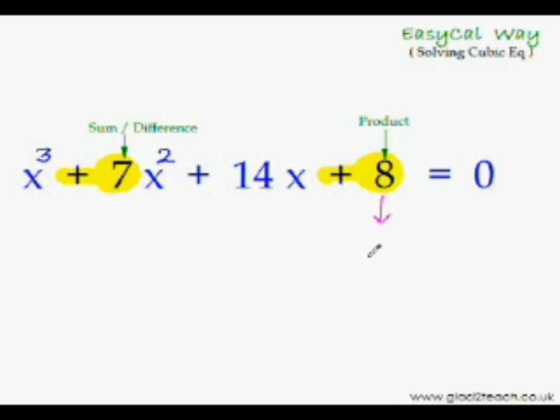So the factors of 8 are 1, 2, 4 and 8. Since in this cubic equation we only have plus signs, positive signs, we can concentrate on just the sum. So obviously the sum of 1, 2 and 4 is 7. That means these three are the factors. So to find the solution of this cubic equation, you just have to change the signs of the factors. That's it. Question solved. The three solutions of this cubic equation are x equal to -1, x equal to -2 and x equal to -4. So tell me now, wasn't that easy?